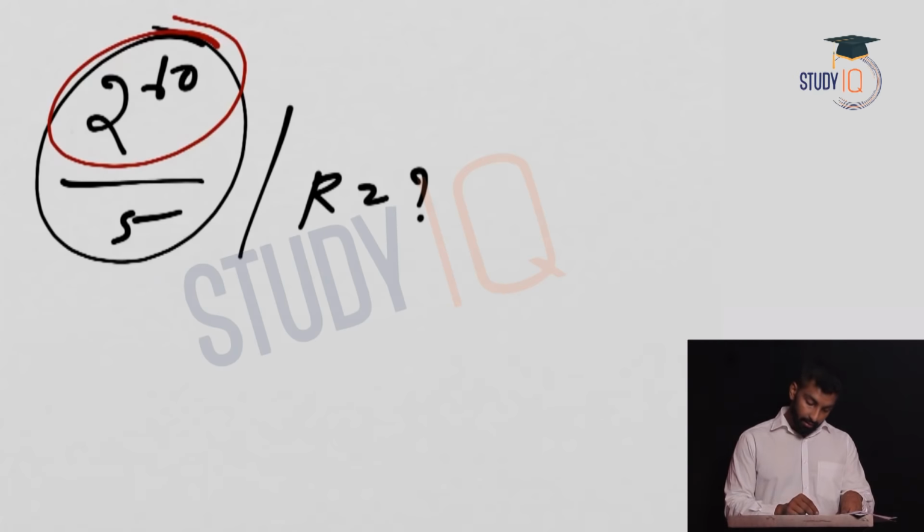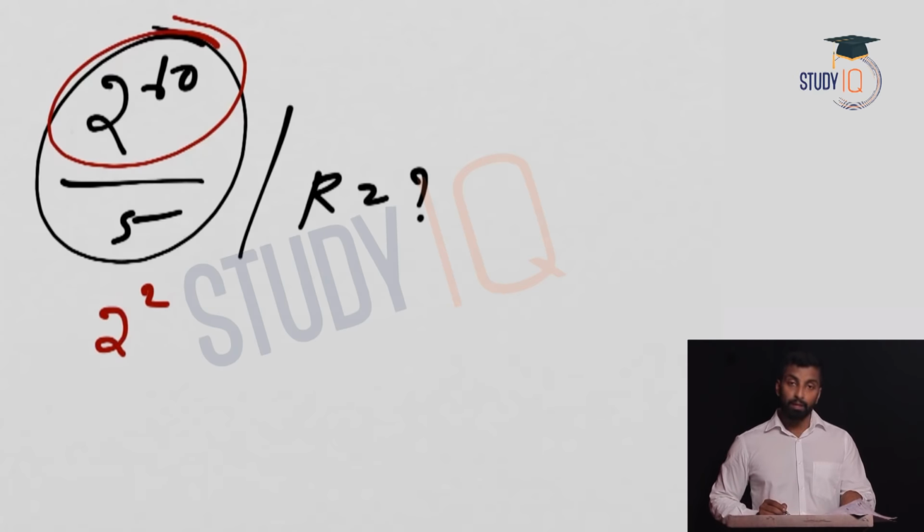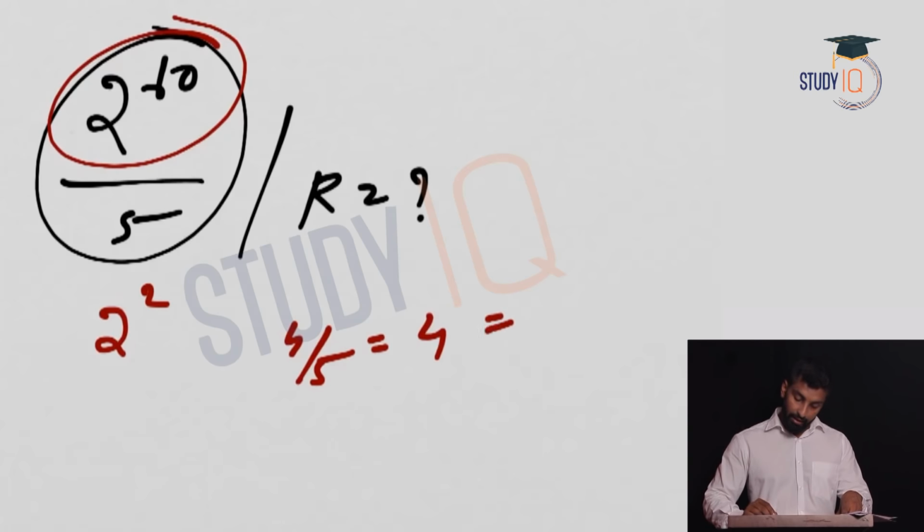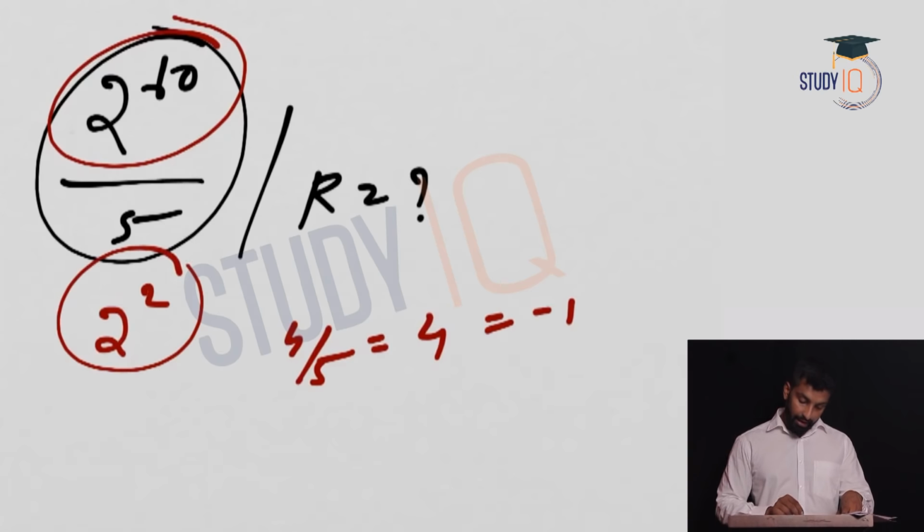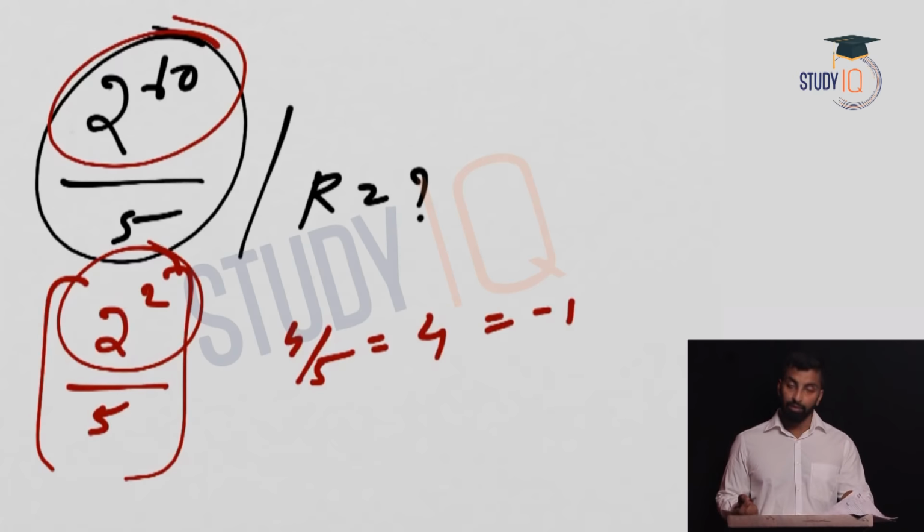You will write it as 2 raised to 2, okay? You know 2 raised to 2 is 4, and 4 divided by 5, what is the remainder? 4. Or you can also write it as -1, right? So if I write it like 2 raised to 2, I can get -1 as a remainder. So 2 raised to 2 divided by 5 will give me -1 remainder. So how many such 2 raised to 2's can I get?